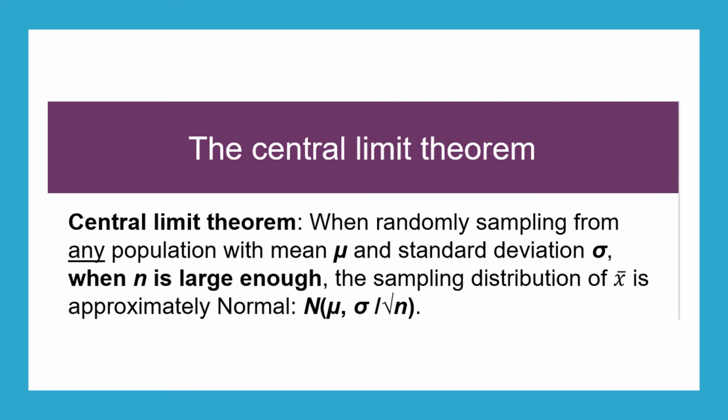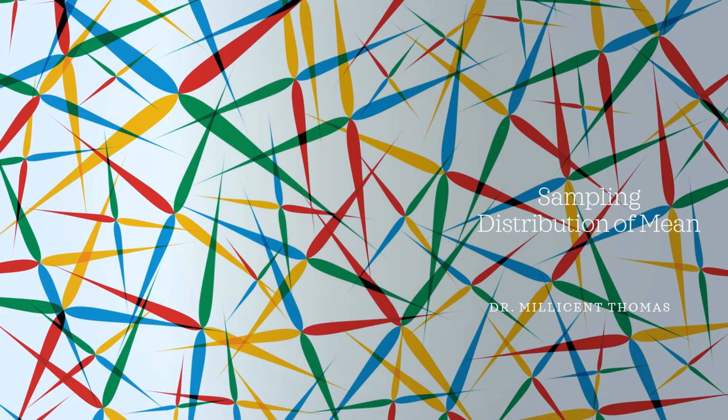According to the central limit theorem, if n is large, whatever be the population, the sampling distribution will always be approximately normal with the same mean mu, but the standard deviation will be sigma by square root of n. So the curve for a sampling distribution of mean will be the peaked curve.